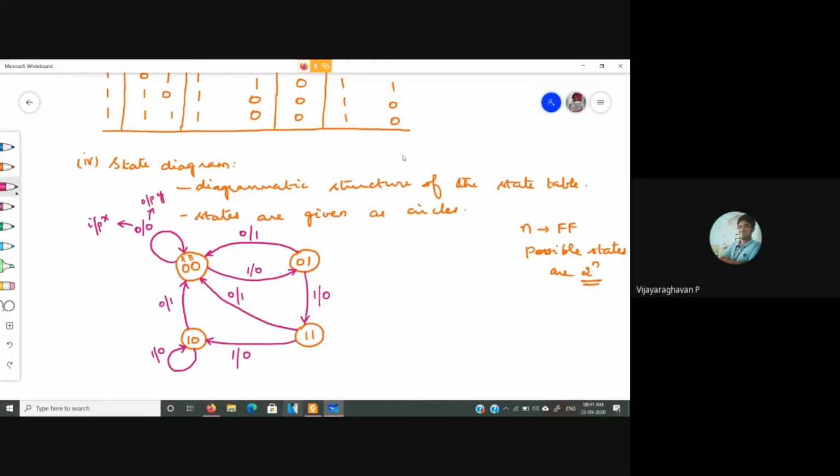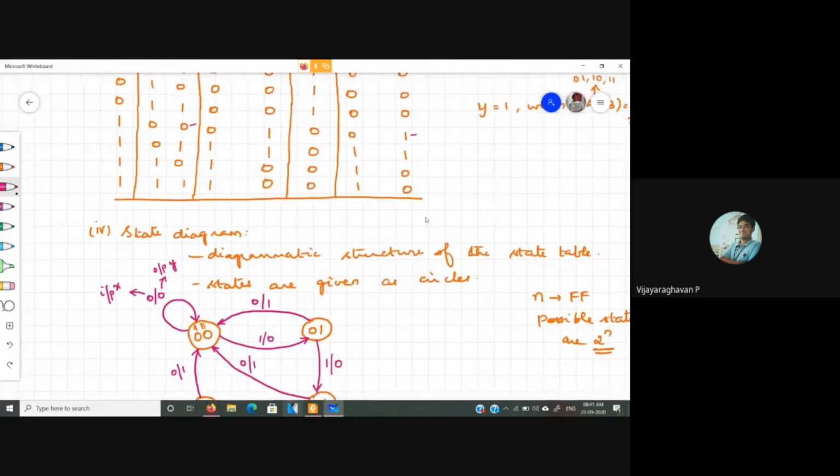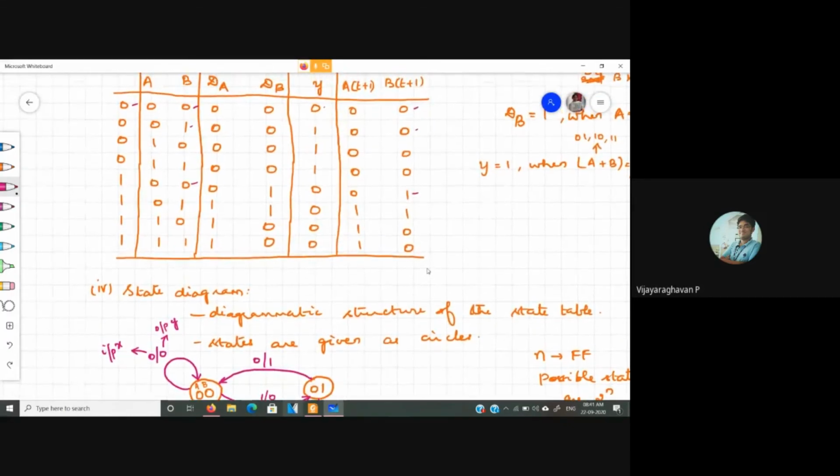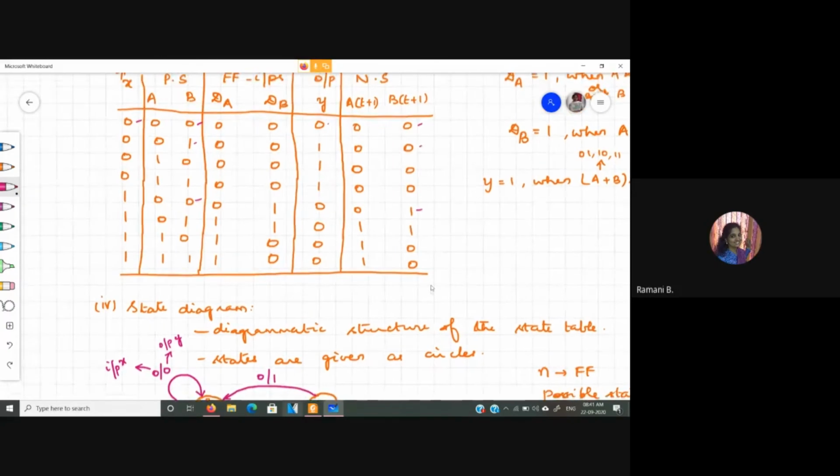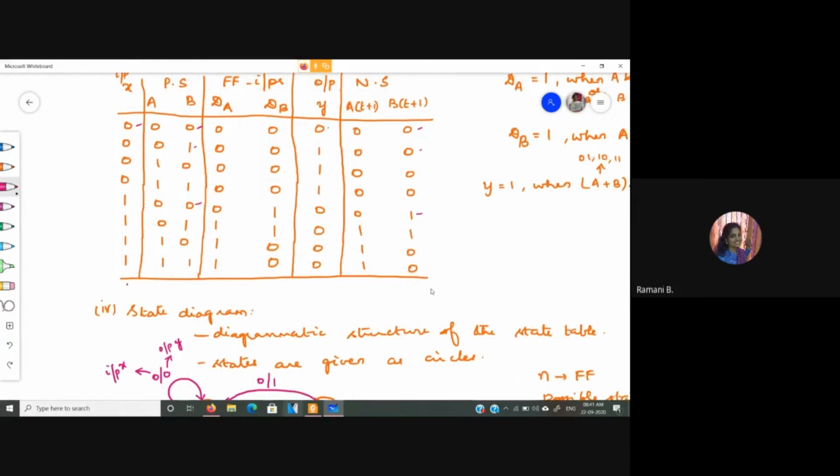Ma'am, can you explain the state diagram again? How do we take the input, like how do we say 0, 1 input? This is our input column. This is our output column.